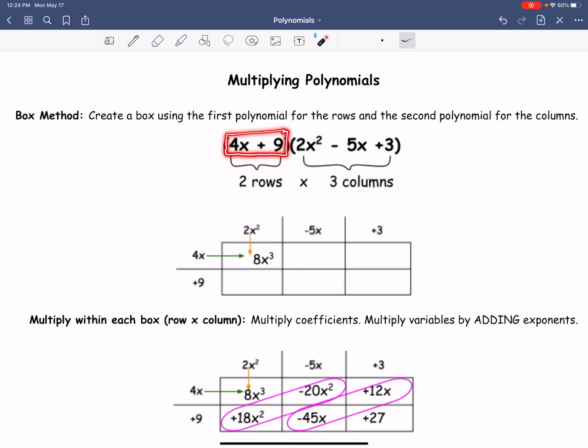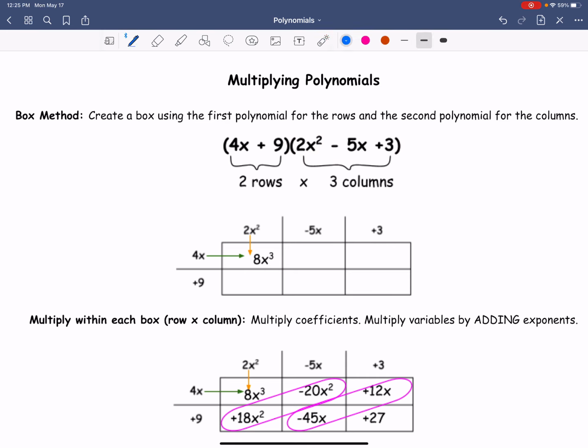So for 4x plus 9, we have the term 4x, we have the term positive 9, and they are being added together. That makes that a polynomial. Poly meaning multiple, so 2 or more, and nomial refers to the number of terms. So in this example, we have 2 terms here and 3 terms here.